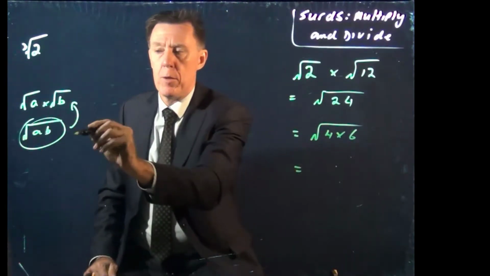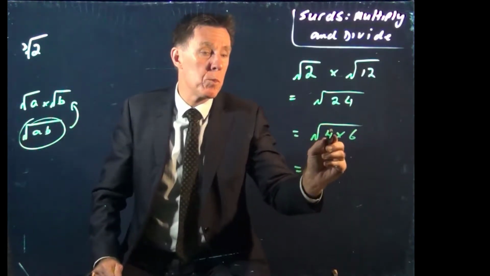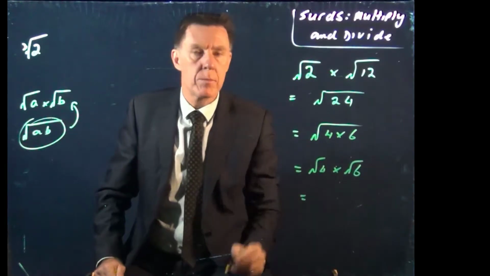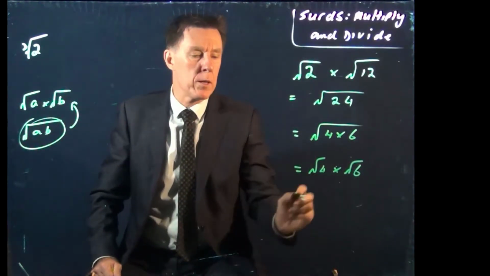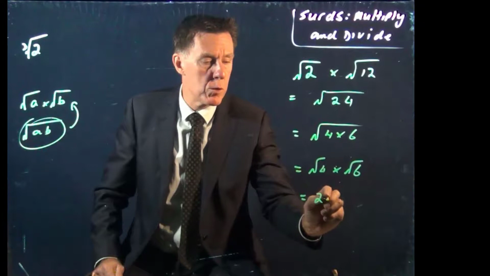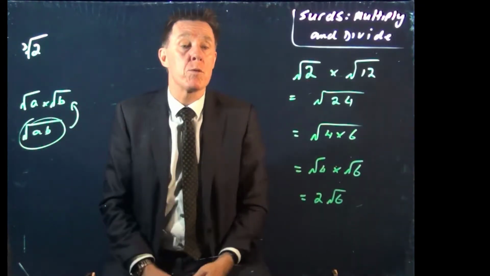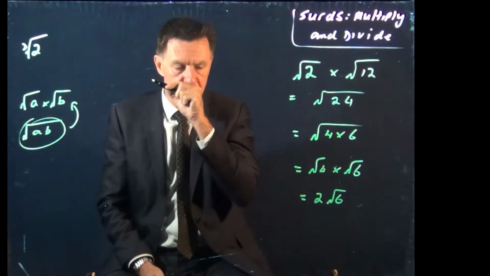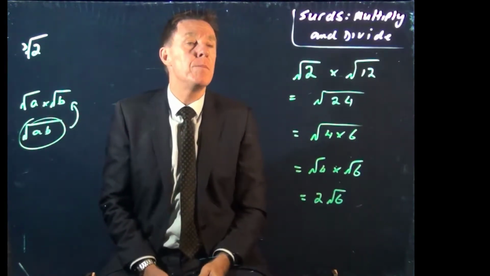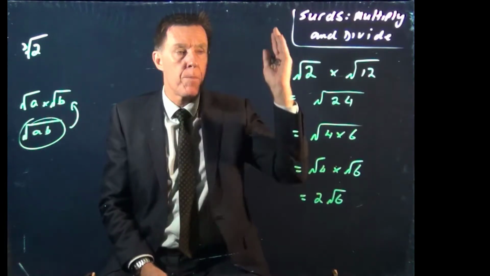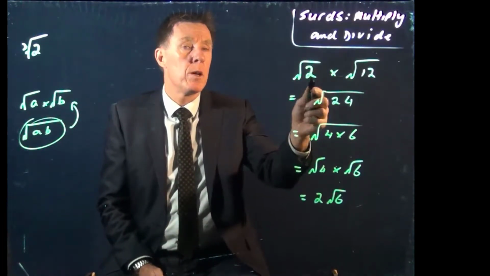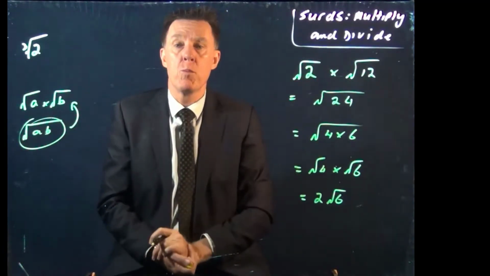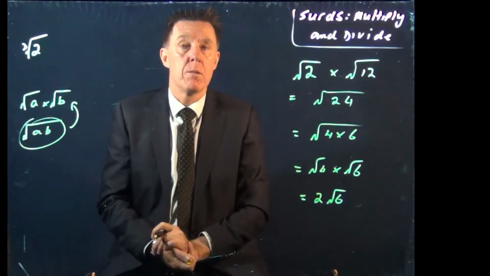Because if I now apply this principle of working backwards, I can split the square root over the 4, I can split the square root over the 6, and I'm kind of hoping you would look at that and go, hey, square root of 4 is 2, I can't do anything with the square root of 6, voila. So you'll get questions like this where you might be asked to simplify root 2 multiplied by root 12.